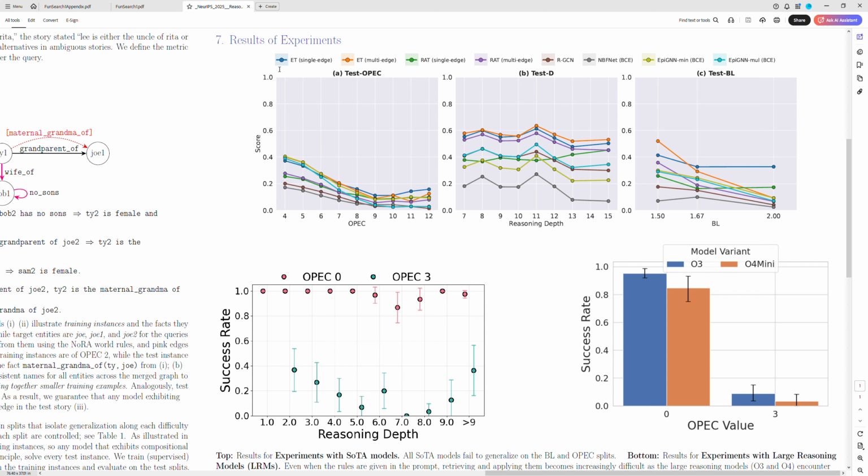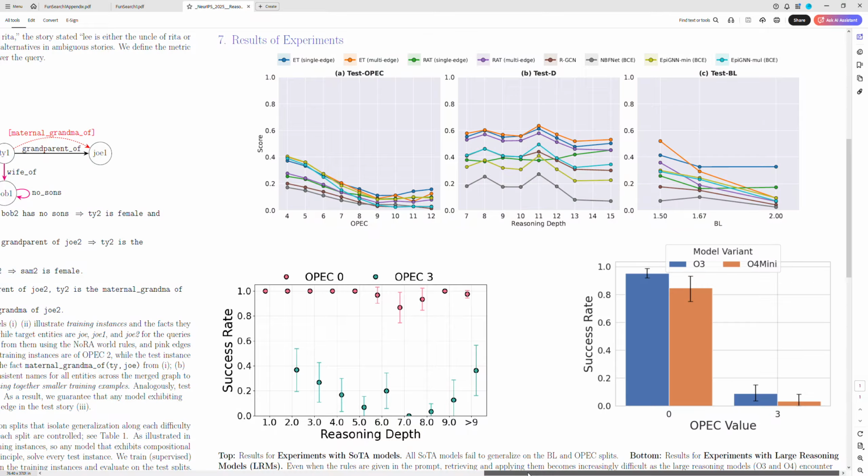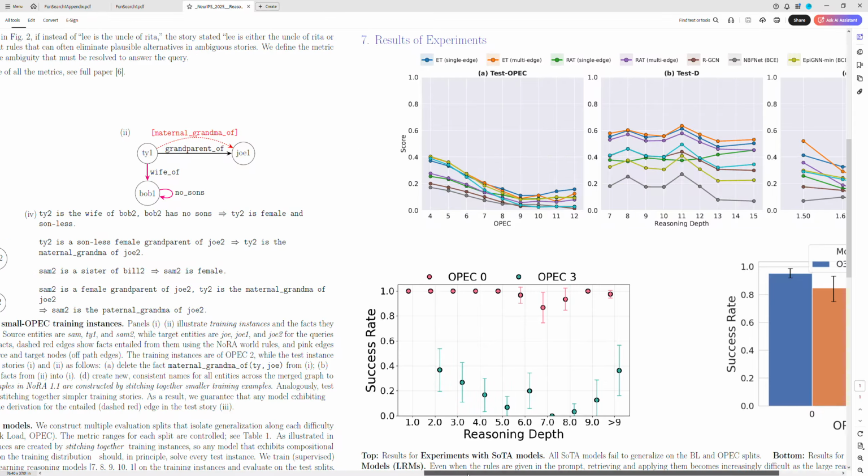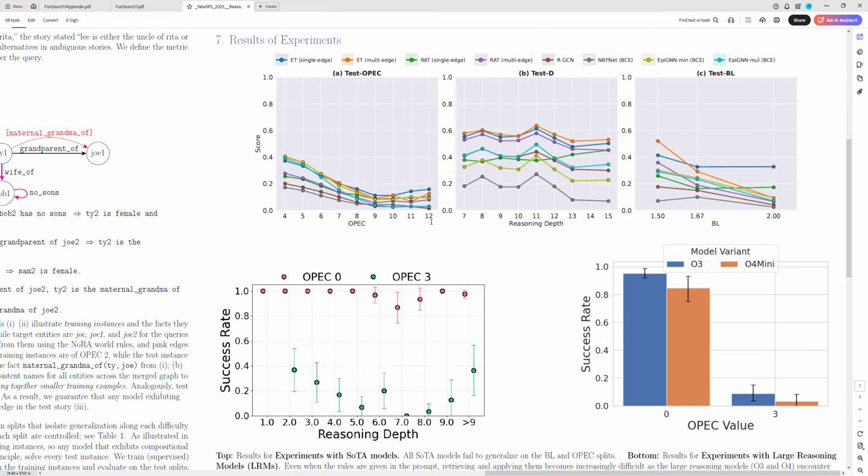So the exact experiments, how they're set up, we discussed in the paper, and you can have a look at that. It's quite enlightening how the experiments are set up and how we make it really a systematic reasoning problem. Okay, before closing out, here you're observing that we are generating stories that have OPEC 12, so problem instances which have OPEC 12.